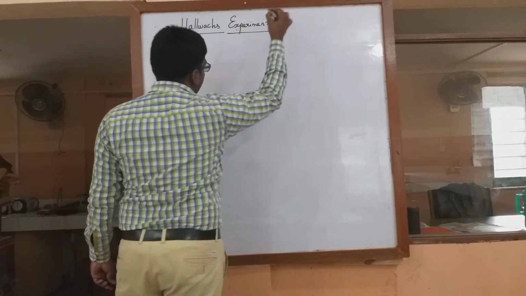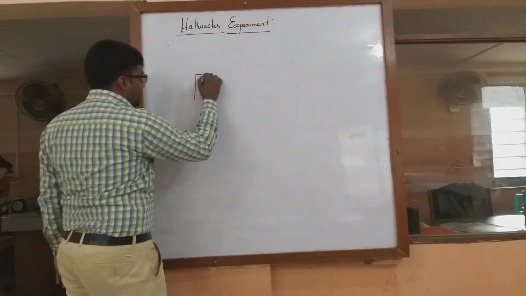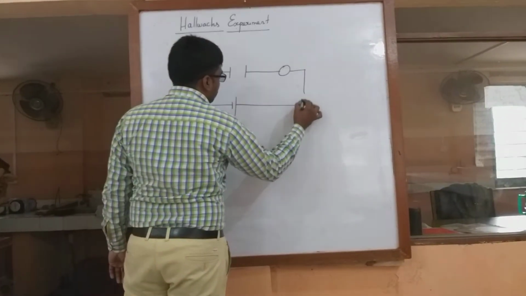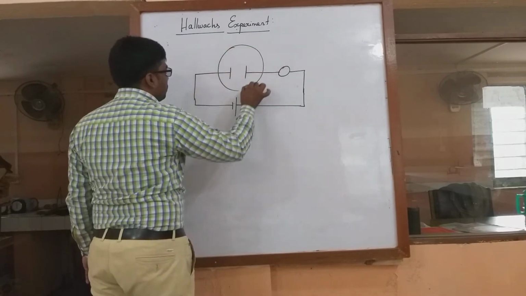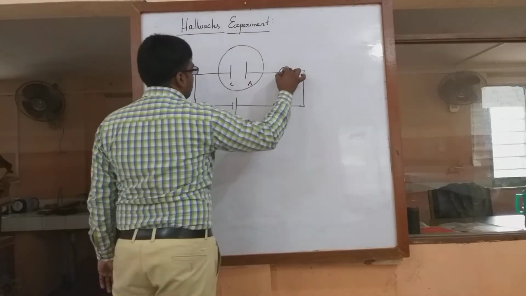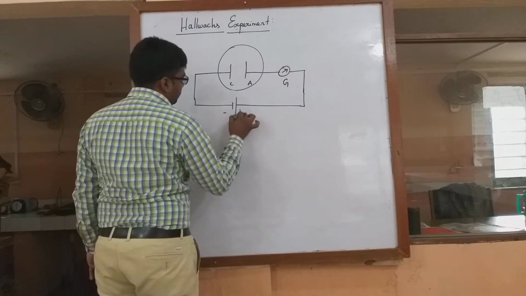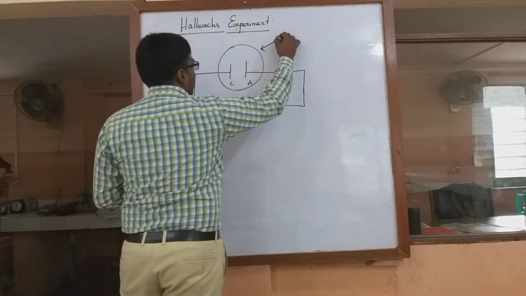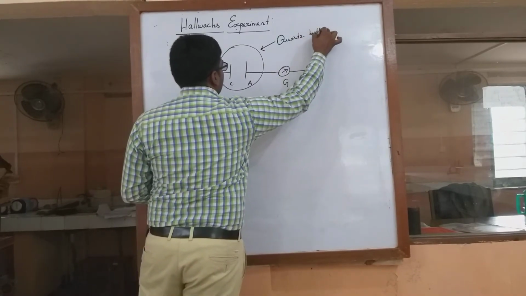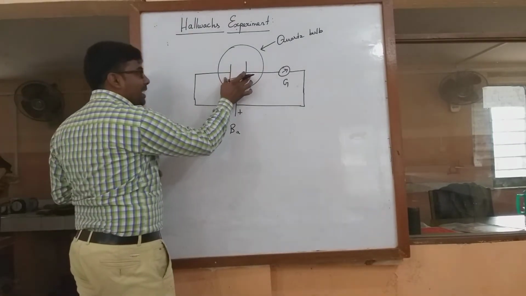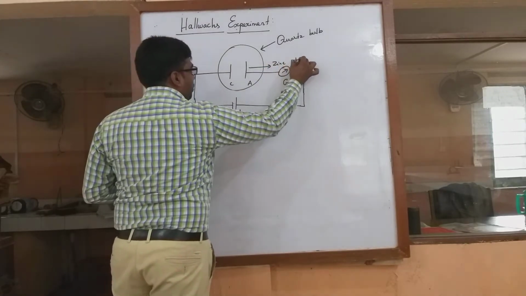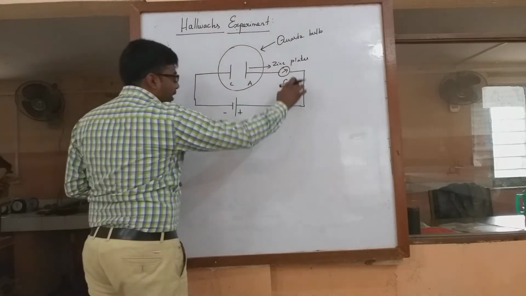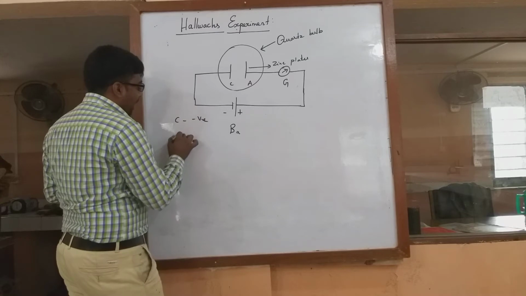First we'll go with the experimental setup. The experimental setup consists of a battery which has a positive and negative terminal, and this circular part is called the quartz bulb, which is evacuated, and in between we have two zinc plates. The plate which is connected to the negative terminal of the battery will act as a cathode. As we know, cathode is the negatively charged part, and the anode is connected to the positive. Cathode is for negative and anode is for positive.